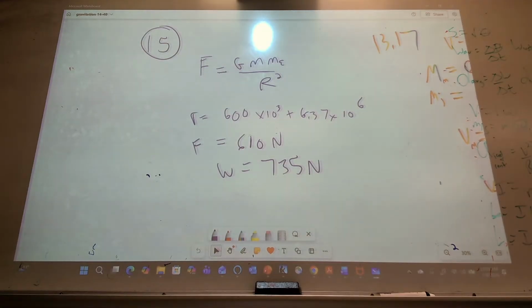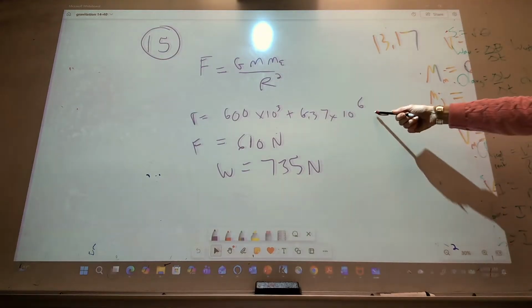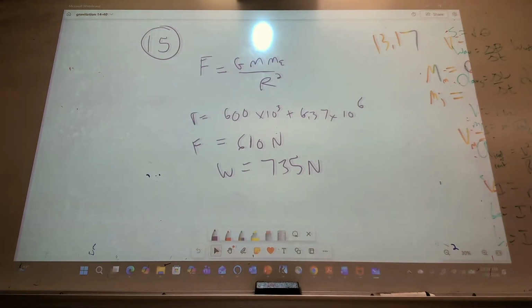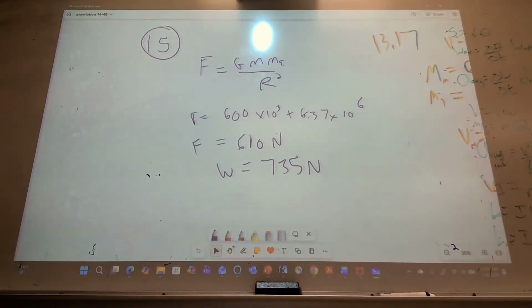600 plus, what should be towards 6.37 times 10 to the 6. I see. Kilometers.